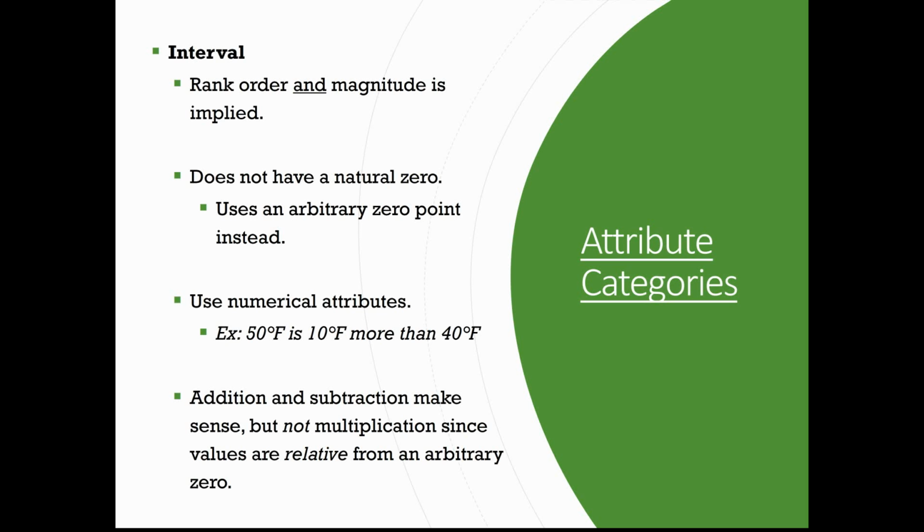Therefore, while we can say that 50 degrees Fahrenheit is 10 degrees Fahrenheit more than 40 degrees Fahrenheit, we cannot say that 50 degrees Fahrenheit is twice as hot as 25 degrees Fahrenheit. Again, because 0 degrees Fahrenheit is a human-created zero and not a natural phenomenon. With an interval attribute, addition and subtraction do make sense, but not multiplication, since values are relative from an arbitrary zero.